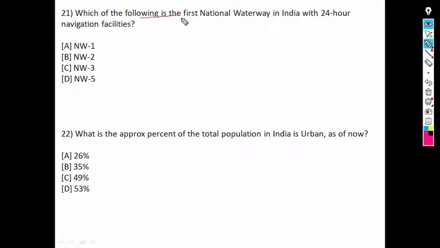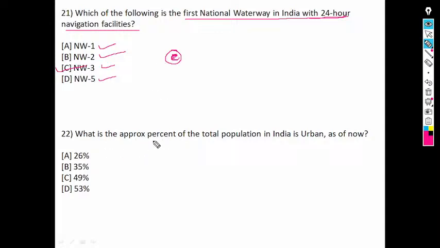Which of the following is the first national waterway in India with 24 hour navigation facilities? National Waterway 1, National Waterway 2, National Waterway 3, National Waterway 5. It is your National Waterway 3. NW 3, that is C.